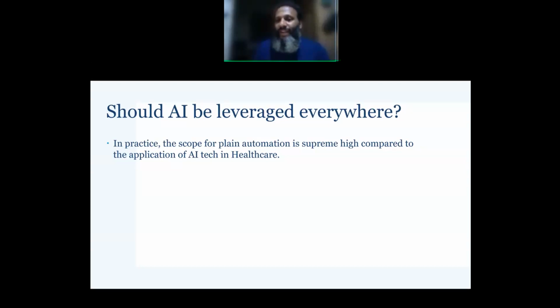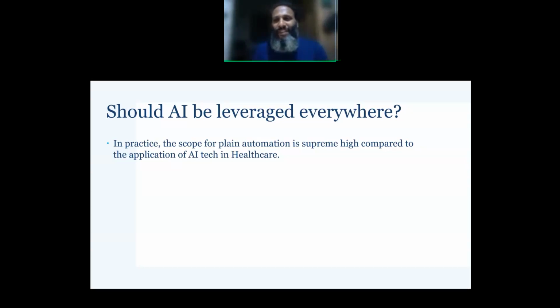Okay. So should AI be leveraged everywhere? That is the question we all want to answer, right? In practice, in healthcare systems, the scope for plain automation is brilliant, and the scope for AI automation is not that huge. The reason is very simple: the healthcare system is meant for human power. It was created for humans to work with humans, right? The processes are created for working with humans. So that is why you will see that automation is perfect.